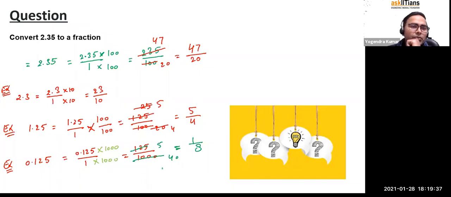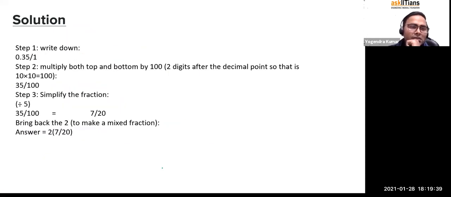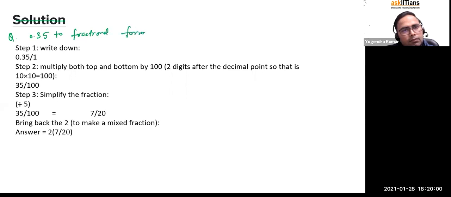Original question was 2.35, but by mistake it is taken just 0.35, right? So 0.35 they're taking. So I think it is not the solution for the previous question. I need to change. Question is 0.35 to fractional form. 0.35 we need to write in the fractional form.